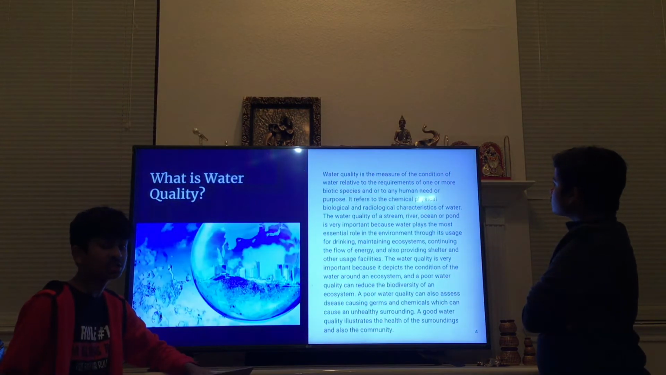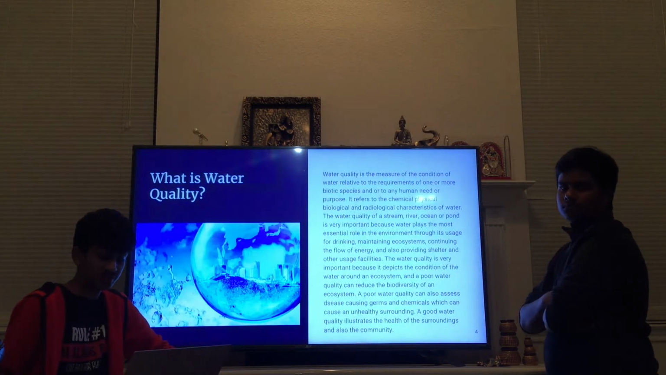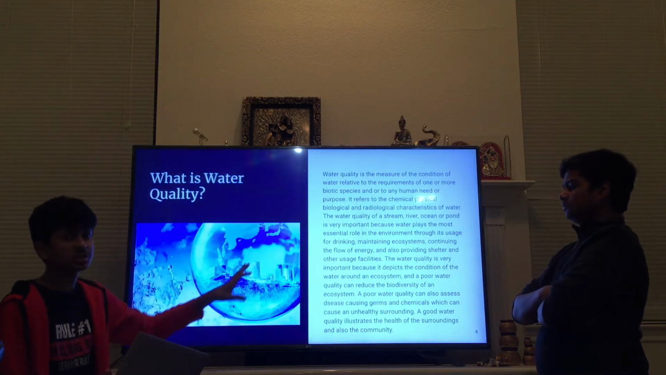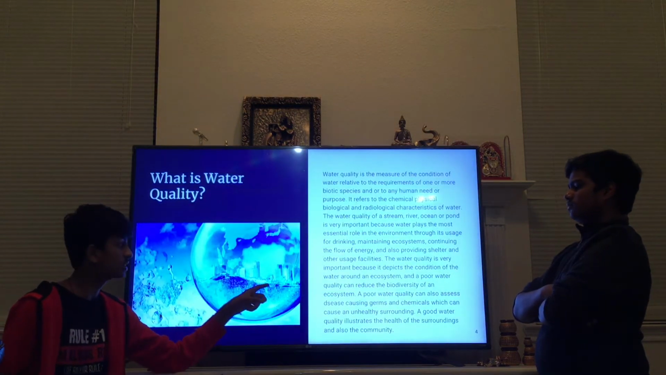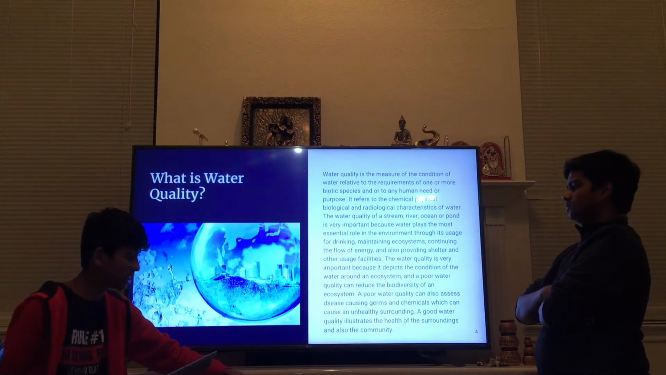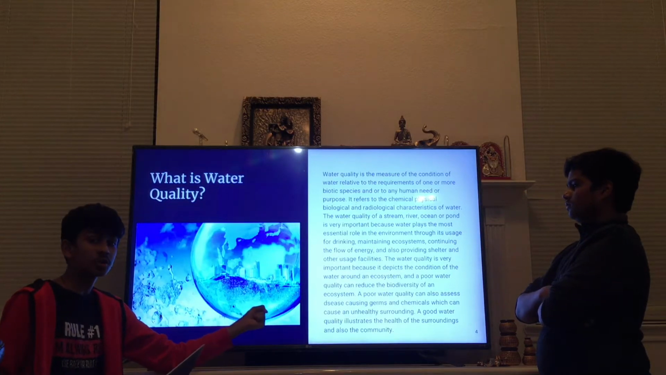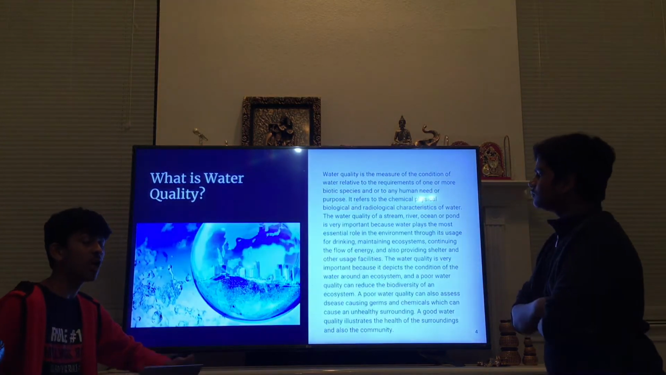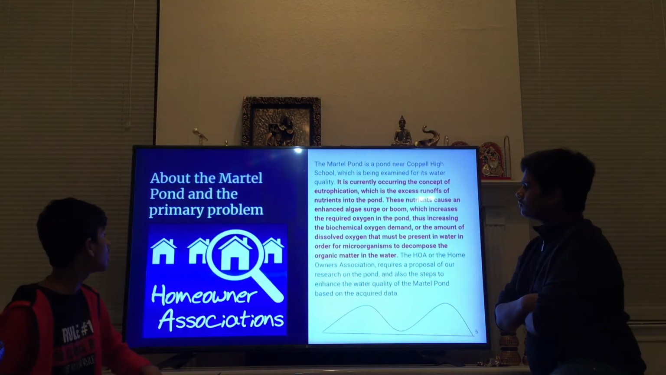What is water quality? Water quality is a measure of the condition of water relative to the requirements for one or more biotic species and/or to any human needs. So this is basically where the quality of a stream, river, or ocean is depicted, and the water quality is very important because it depicts the condition of water, and a poor water quality can reduce the biodiversity and also decrease the dissolved oxygen rate, which increases the biochemical oxygen demand, which is the oxygen required for organisms in order to decompose. So this is the importance of water quality, and high water quality can also impact a very healthy environment.